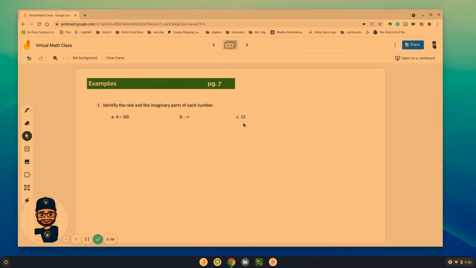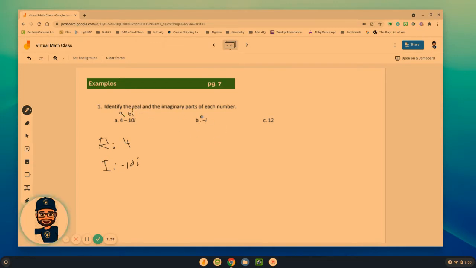I'm working out of your packet, page 7, and here are 3 of them. Identify the real and the imaginary parts. In letter A, the real part is obviously the number 4, because that doesn't have an i. And the imaginary part is going to be the negative 10i. So that one's pretty straightforward. Here's my a and here's my bi.